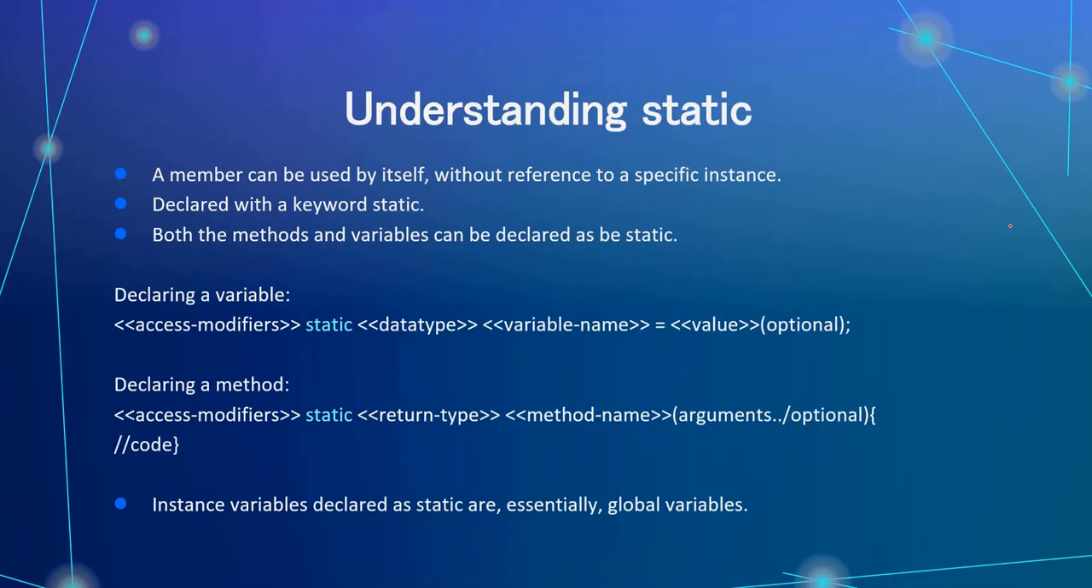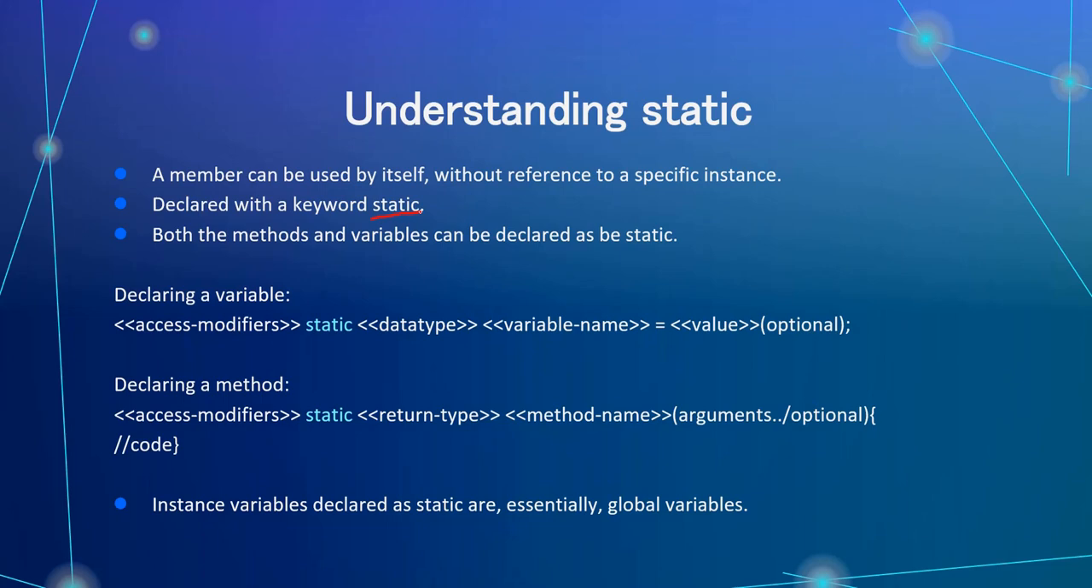We know that in Java, the members of a class can be accessed with the help of its object or an instance of a class. However, in Java, it is possible to refer to a member by itself without reference to a specific instance. This is possible by declaring the member as static. To make a member static, we use the keyword static.